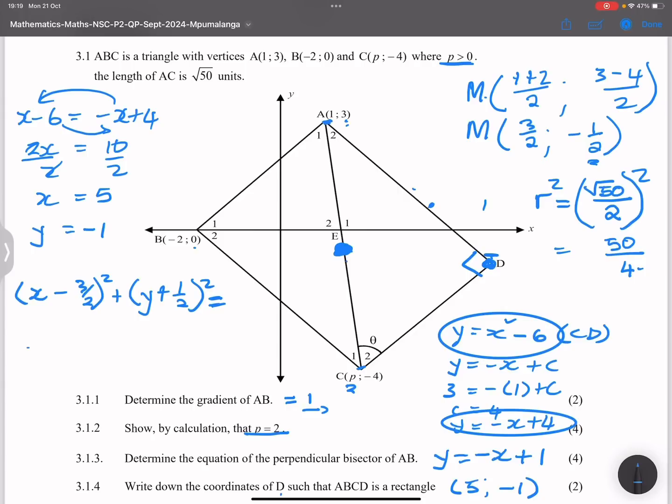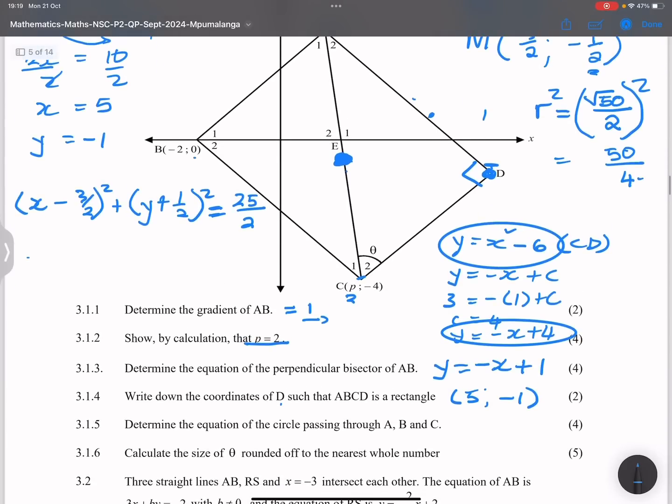So if I say 50 divided by 4, that's the same as 25 over 2. So that is r squared. Okay, so that's the equation of the circle that's passing there. We said that's (x minus 3 over 2) squared plus (y plus 1 over 2) squared, which is equal to 25 over 2.